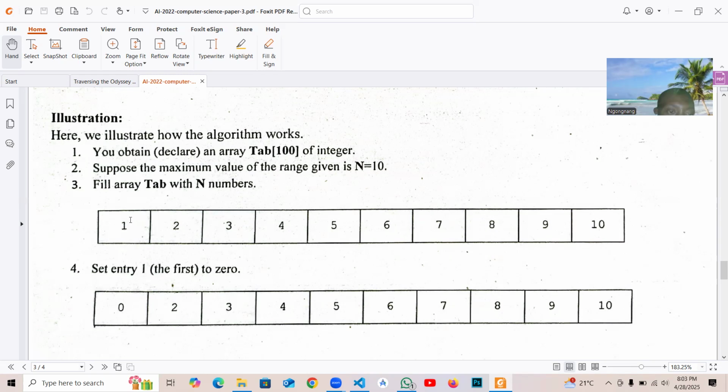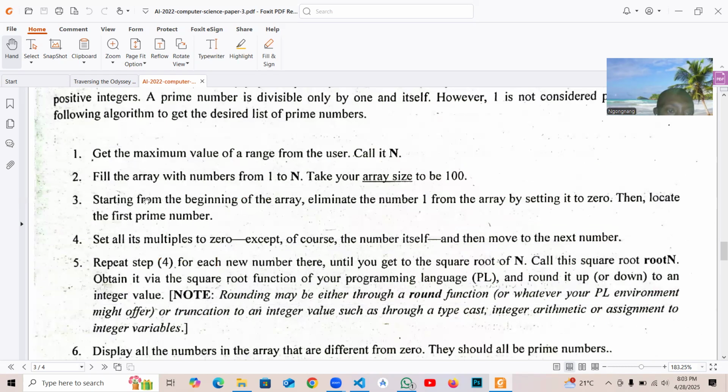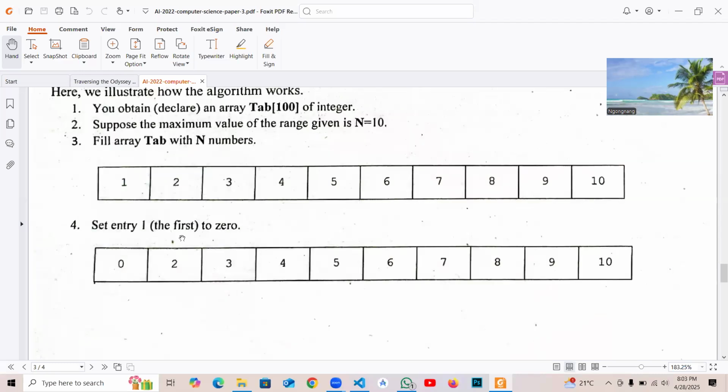So this 1 is now set to 0. Why? Because 1 is not a prime number. And here in our algorithm, they say starting from the beginning of the array, eliminate the number 1 from the array by setting it to 0. Then locate the next prime number. And then you set all its multiples to 0. Good. So this is an illustration here.